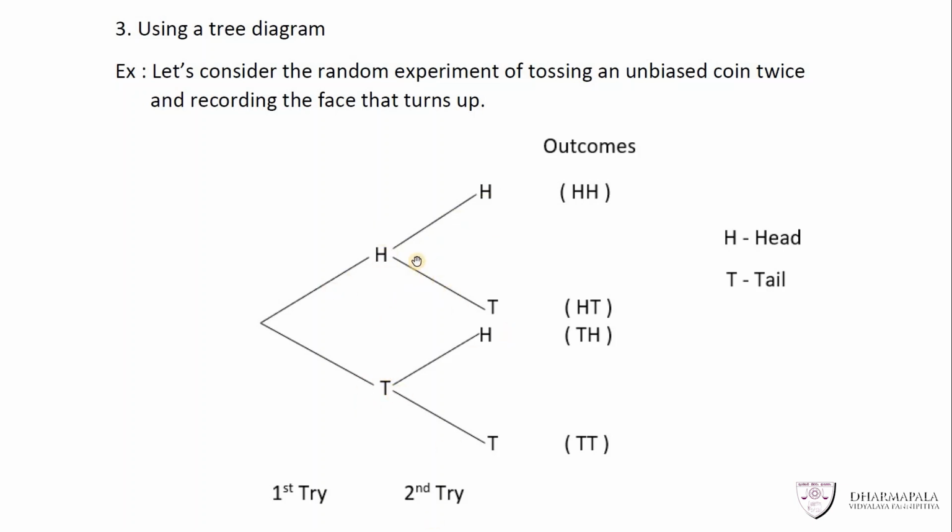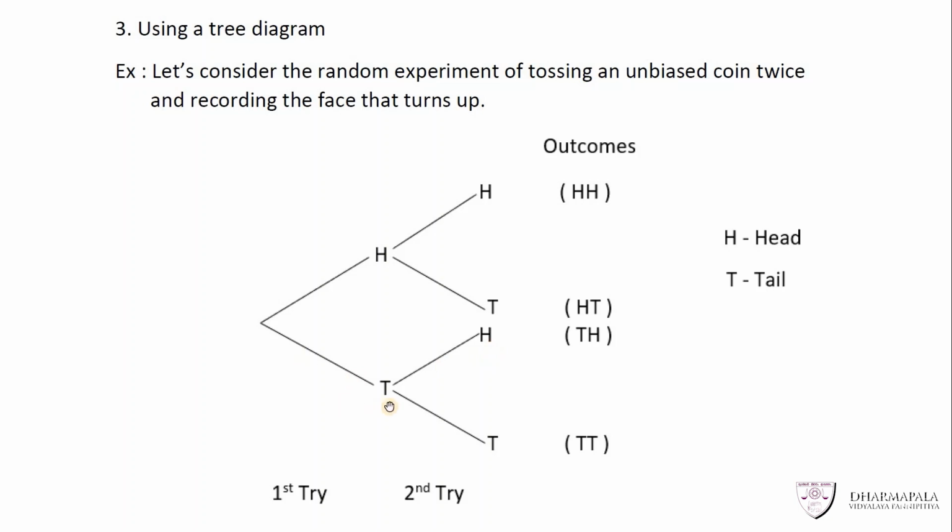Here, the second try we can represent like this. These branches mean after getting the head on the first try, in the second try we can get head or tail. Here this means after getting the tail on the first try, we can get head in the second try or tail in the second try.